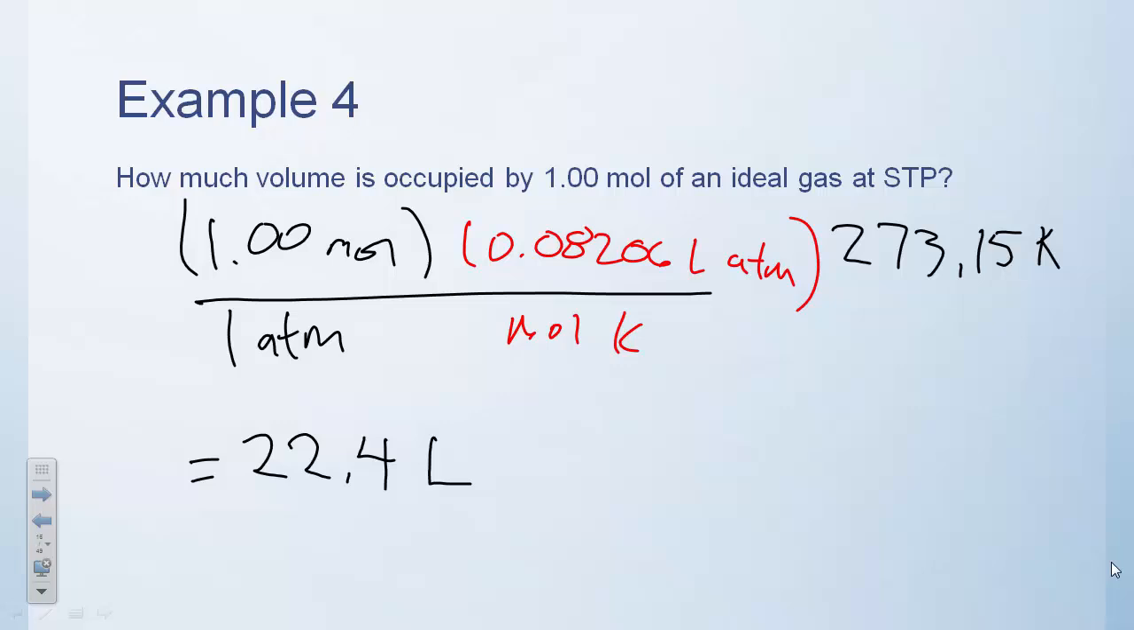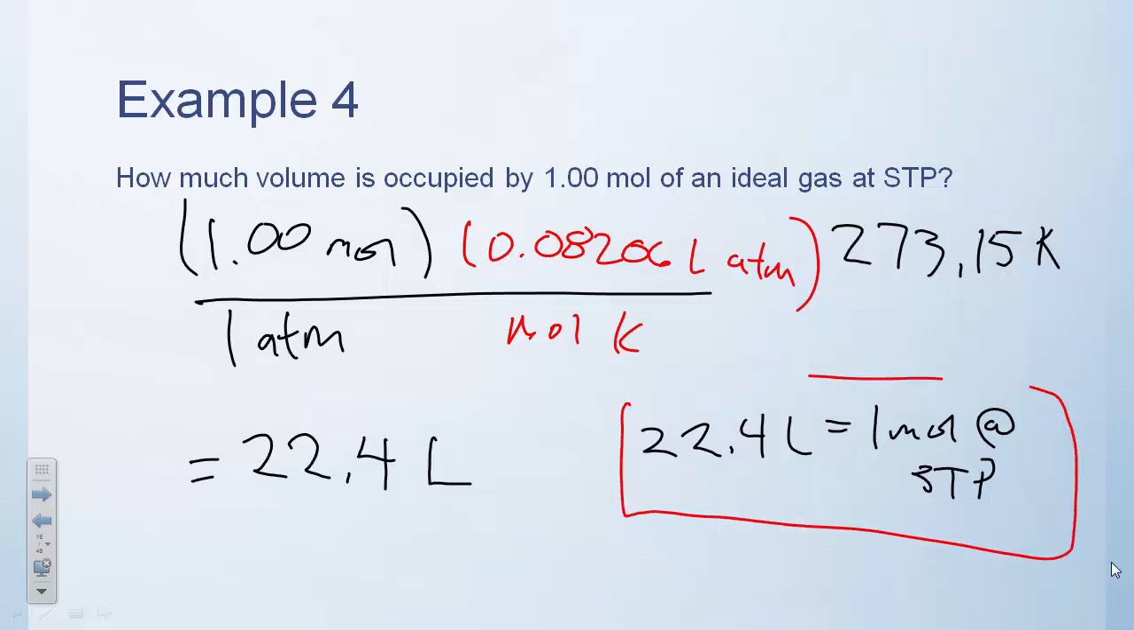The reason that we did this problem is that this 22.4 liters per 1 mole is kind of a handy relationship. So if we remember this, this will help us make estimates in the future. So what we just learned is that 22.4 liters equals 1 mole of gas at STP. So this will just be something to remember for future use.